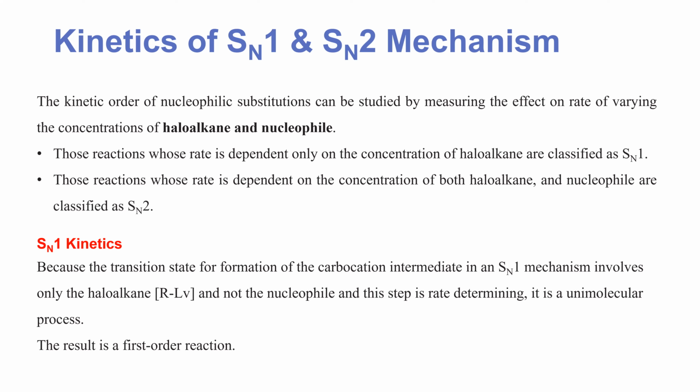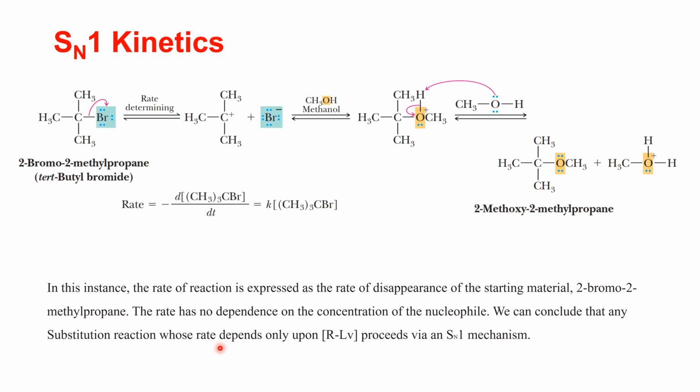Firstly, the SN1 kinetics. The transition state for formation of the carbocation intermediate in an SN1 mechanism involves only the haloalkane, which is R-leaving group, and not the nucleophile. And this step is the rate determining step. So this is a unimolecular process, because only one molecule is involved whose concentration matters for the rate determining step. So the result is a first order reaction. So SN1 reactions are first order reactions.